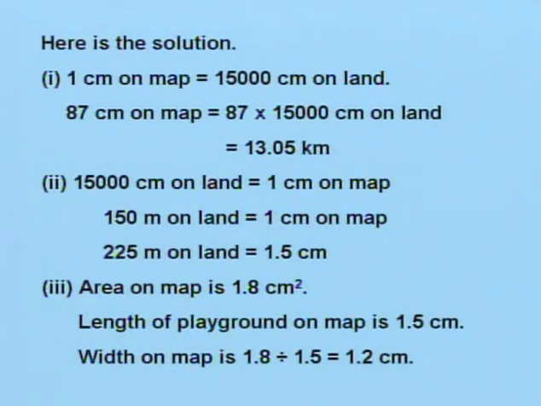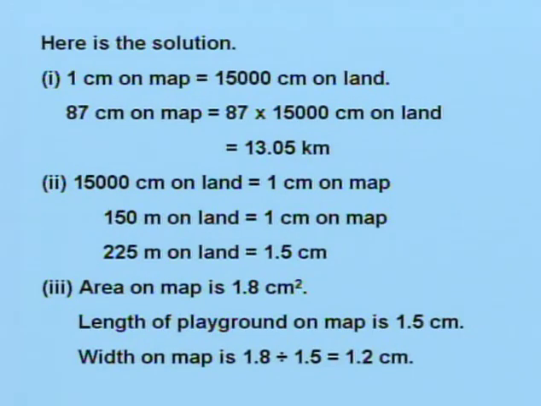The second part of the question, 15,000 centimeter on land is equal to 1 centimeter on the map. So 150 meters on land is equal to 1 centimeter on a map. That is, we convert 15,000 cm to meters. So 15,000 centimeter to meter will be 150 meters.